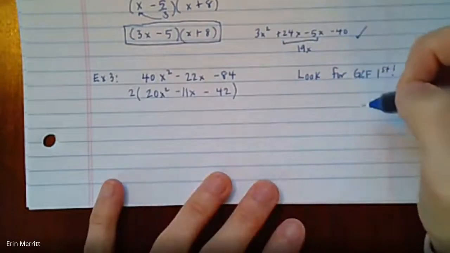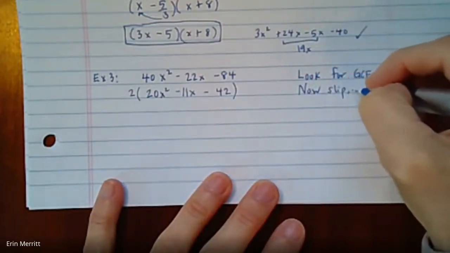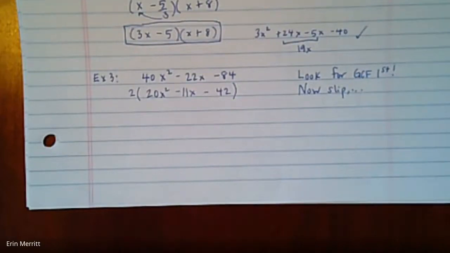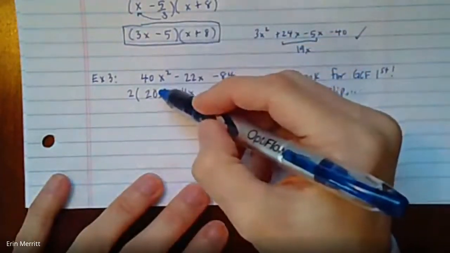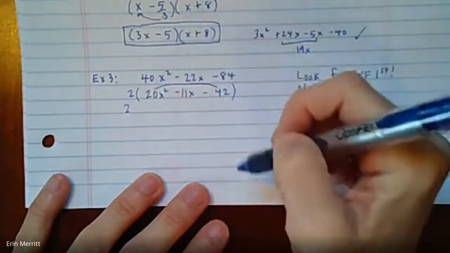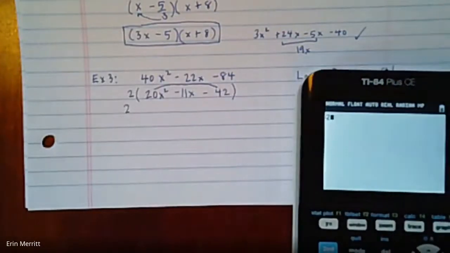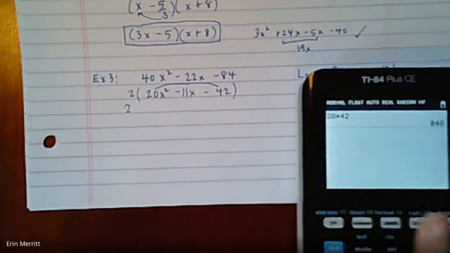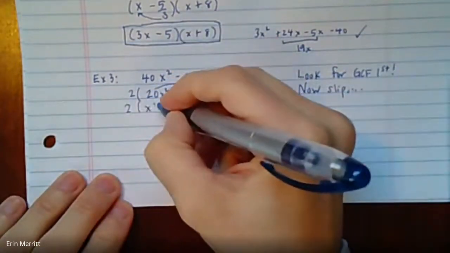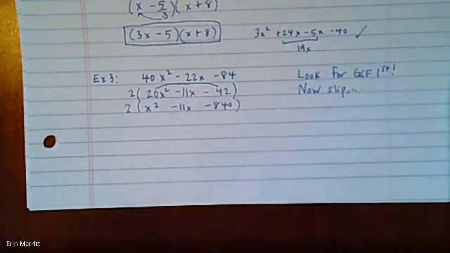Now you can slip, slide, blah, blah, blah. So I'll kind of go dot, dot, dot. All right. Let's try it. Keep the 2 out front. Just don't lose it. Don't forget about it. 20 times 42. All right. Well, you're going to be doubling 42 and add a 0. So 20 times 42 should be 840. So x squared minus 11x minus 840.